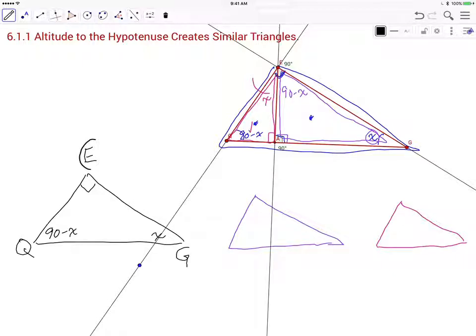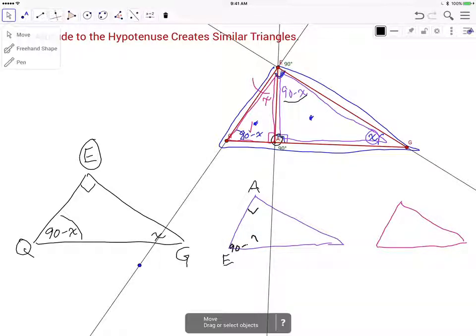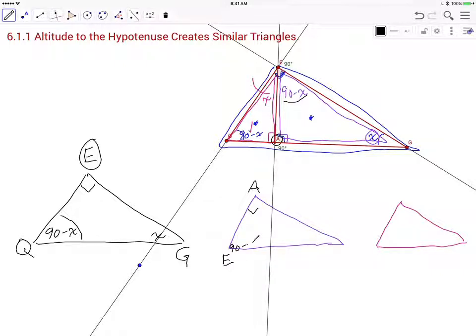So the right angle for the large triangle is E. The right angle for the purple triangle is right here, it's A. The 90 minus x angle for the large is Q. The 90 minus x in the purple, though, is up at E. So here we have 90, we have 90 minus x. And finally, we have x over here. And in the purple triangle, that's G.